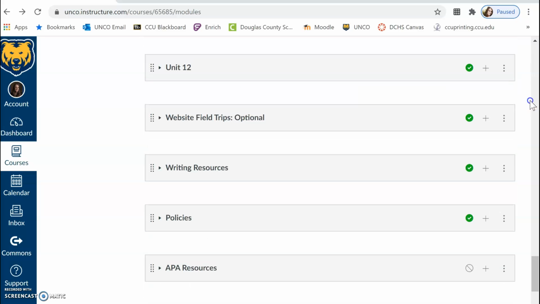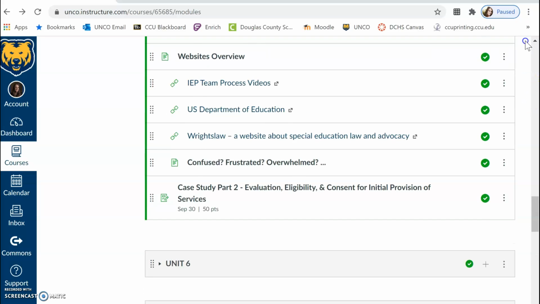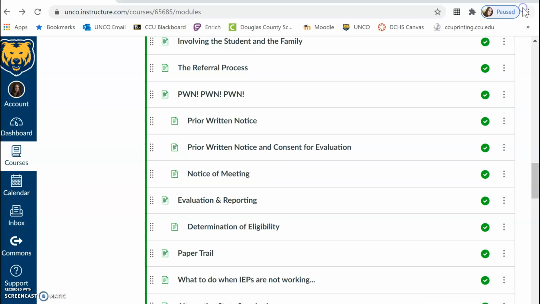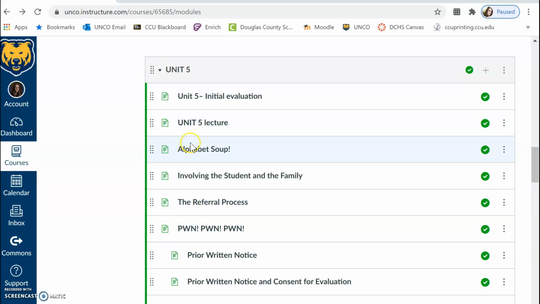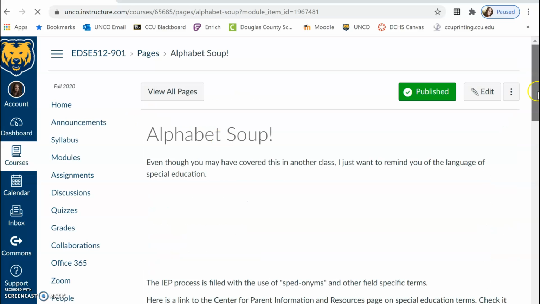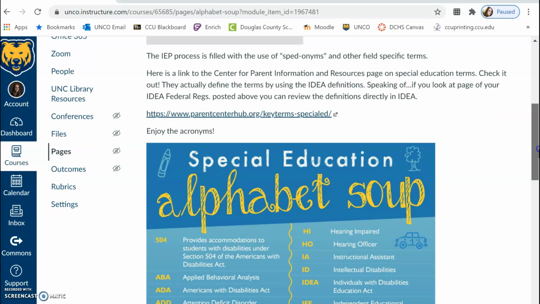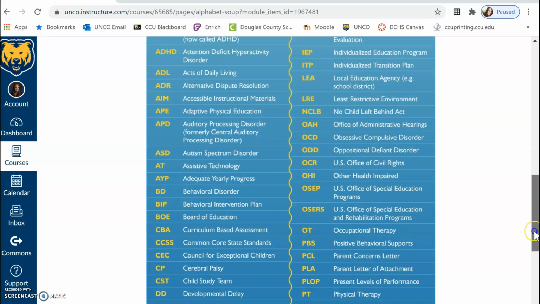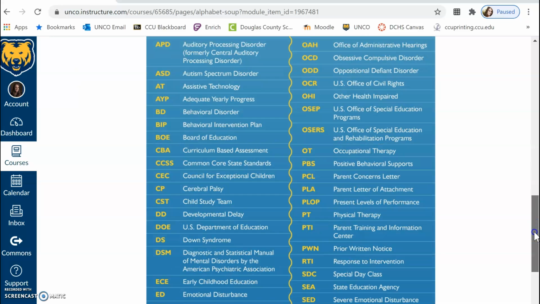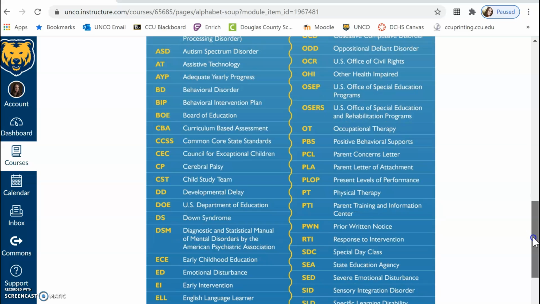Moving back to the Unit 5 content, I'm going to talk through some ideas regarding student involvement, prior written notice, a very important part of the IEP. This is a document, alphabet soup. Some of these have been updated or are slightly different or adjusted, particularly in the state of Colorado. For instance, ED, instead we would say SED, which stands for serious emotional disability.